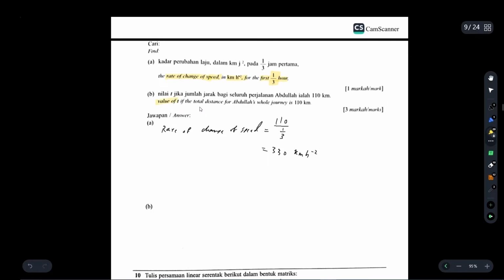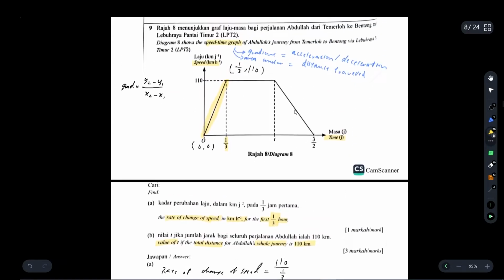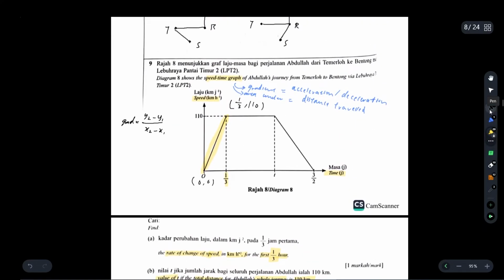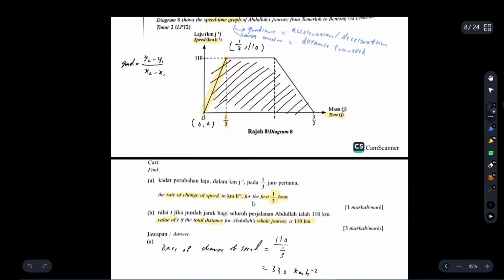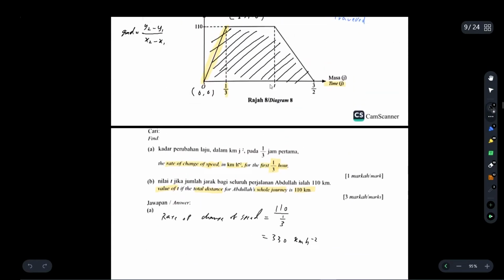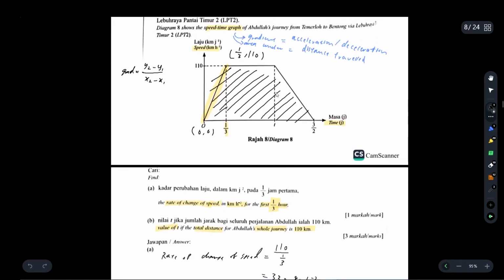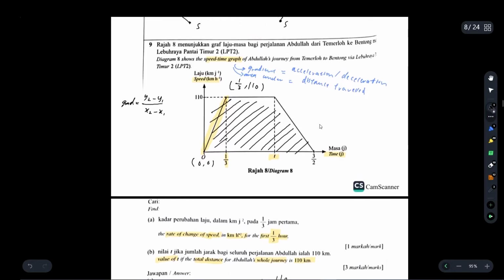Now we have to find the value of t if the total distance for the whole journey is 110 km. It means that the whole area right here, the whole area of this trapezium, is 110, because the area under the graph in a speed time graph stands for the distance traveled. So we need to find the value of t. Basically just substitution everywhere.